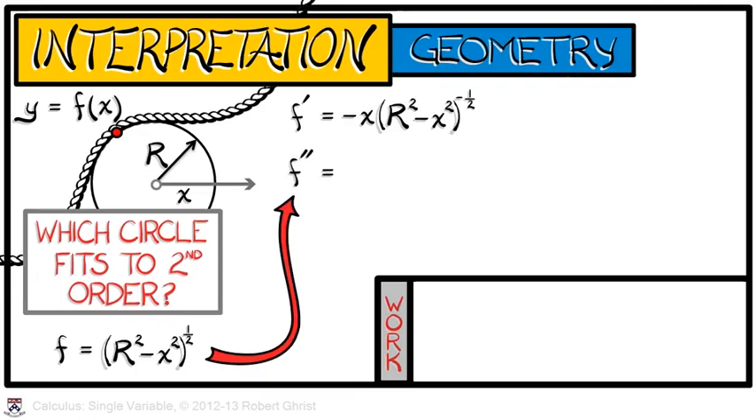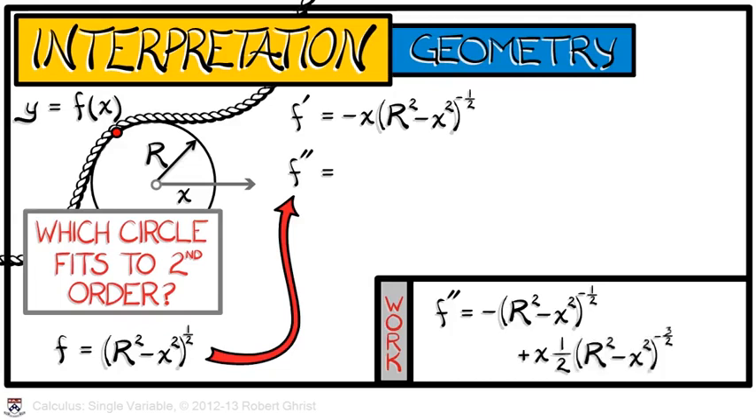On the left, we get f double prime. On the right, what do we get? Well, we're going to have to use a product rule. First of all, we have minus quantity r squared minus x squared to the negative 1/2. Then we have plus negative x times the derivative of r squared minus x squared to the negative 1/2, which gives us a negative 1/2, then an r squared minus x squared to the negative 3/2, and then a negative 2x factor.